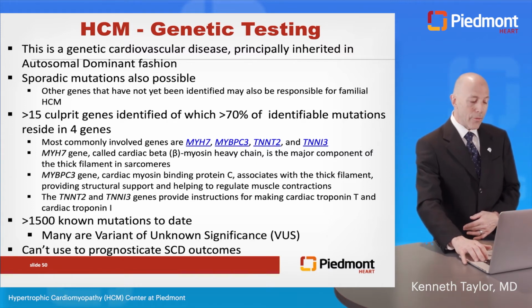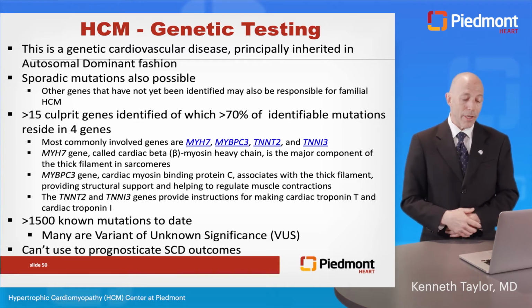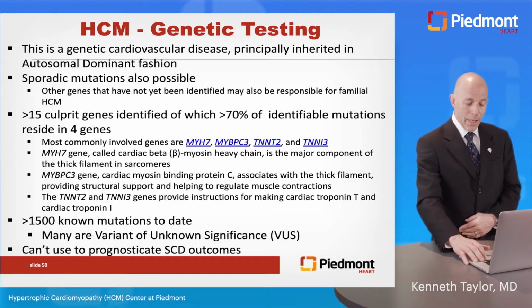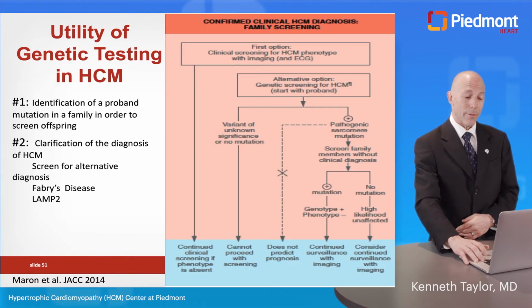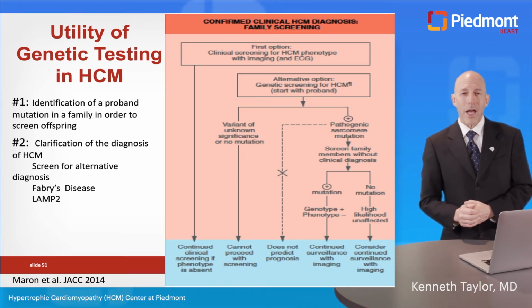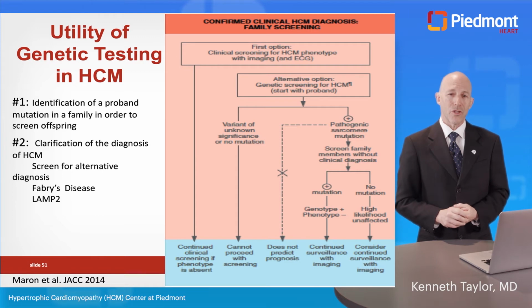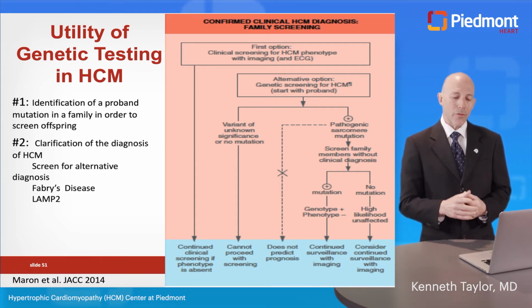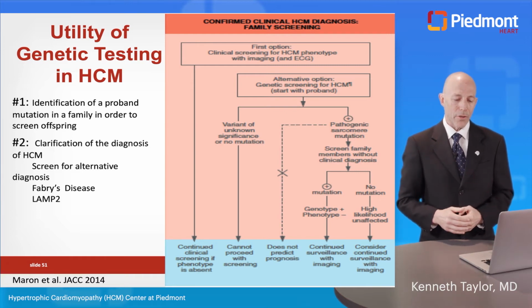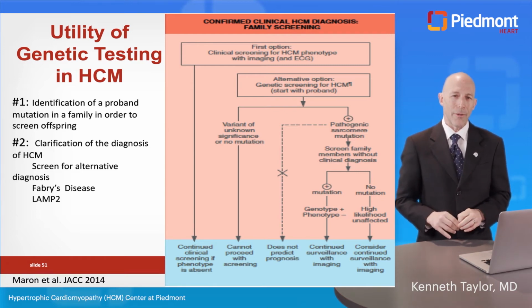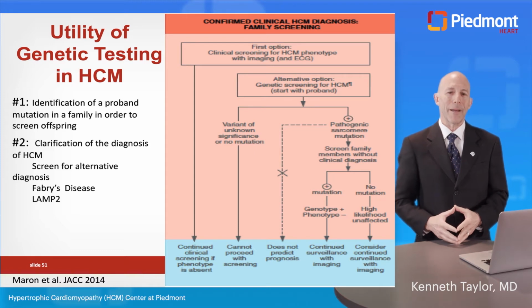There are a lot of variants, and variants that we don't really know what they mean. We call them variants of unknown significance. You cannot use genetics to prognosticate sudden cardiac death outcomes. The guidelines allow for two pathways for screening family members: one is a genetic pathway and one is a clinical pathway. As you follow this decision bracket, you'll see that there are some problems with the genetic pathway.